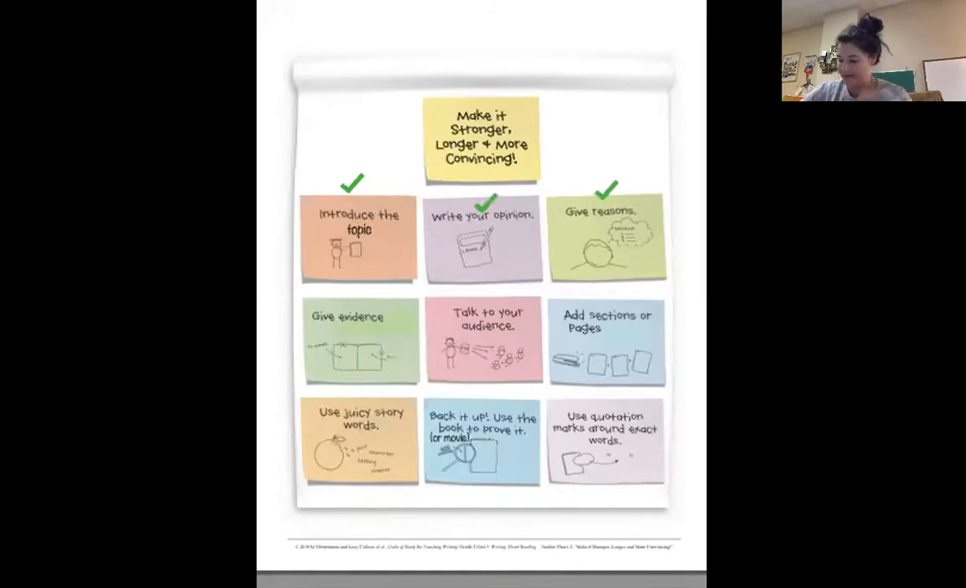Did I give evidence? Well, let me see. I know my first reason is that he is the leader of the Avengers. I said, for example, he tells other Avengers like Thor and Hulk what to do. He also says, Avengers assemble. And then when I have my next reason, do I give examples? Let's see. Captain's my favorite because he has the best superpowers. Let's take a look at that one.